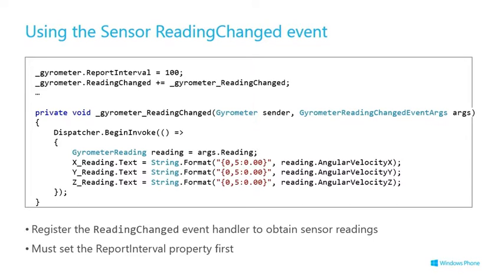Here's the sensor reading changed event. So you get an args that's specific to whatever sensor it is you're working with, and you can pull out the values that are appropriate for that particular sensor.